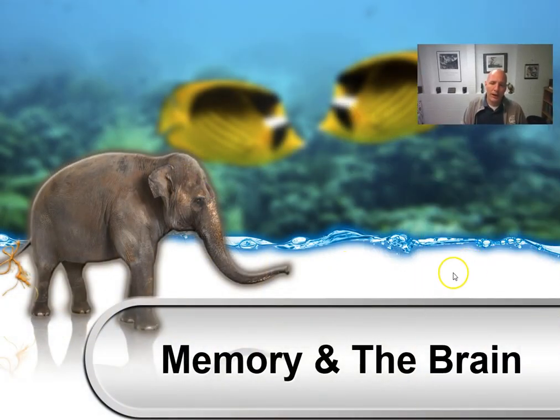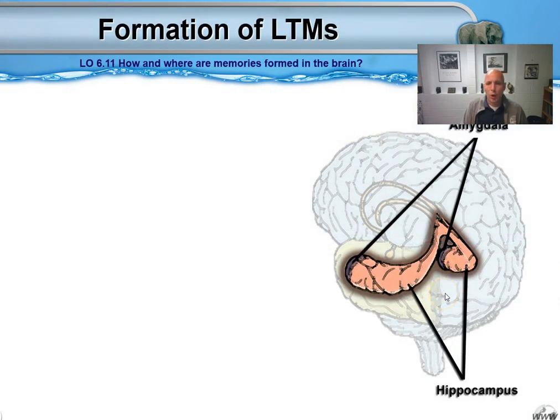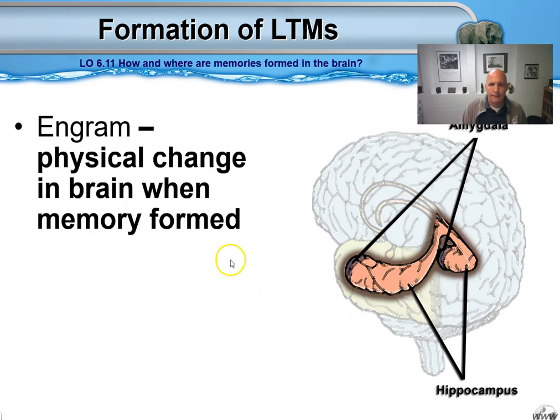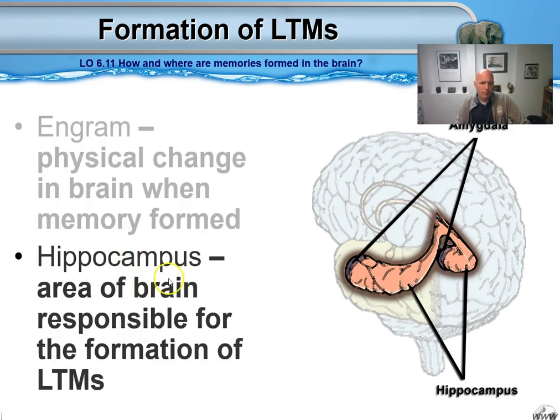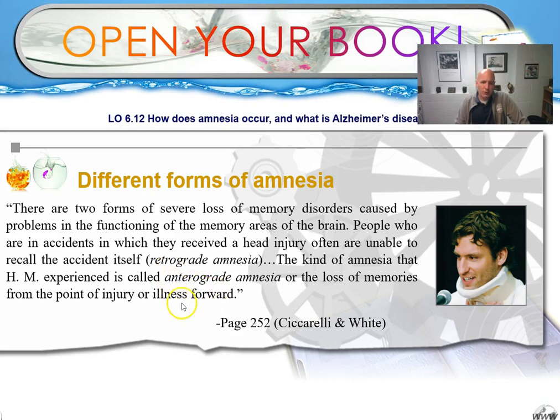So when we look at how the brain works, we form long-term memories in our hippocampus, in the amygdala. So here you have the hippocampus, it's behind the amygdala, subcortex area, limbic system down here. The engram is the physical change in the brain that occurs when a memory is formed. The hippocampus is the area of the brain responsible for formation of long-term memories. And Alzheimer's happens because the acetylcholine here begins to break down. Acetylcholine, if you will remember, is a neurotransmitter.